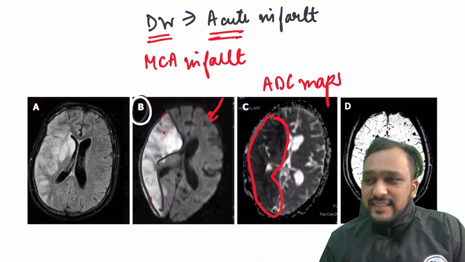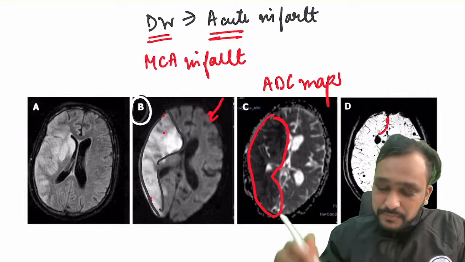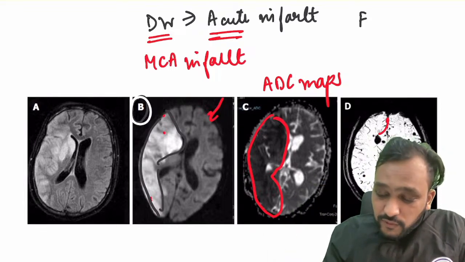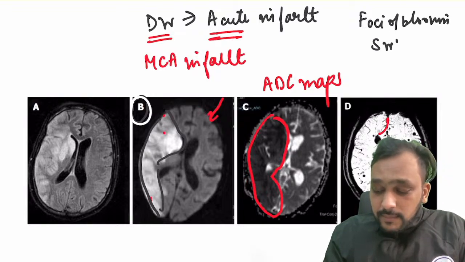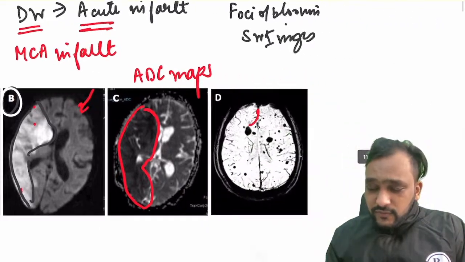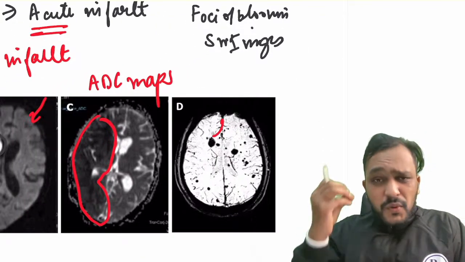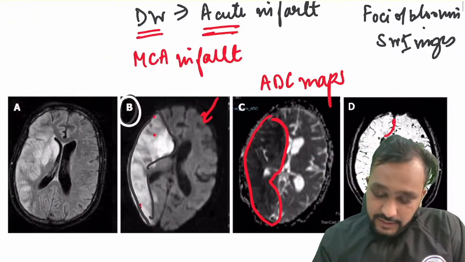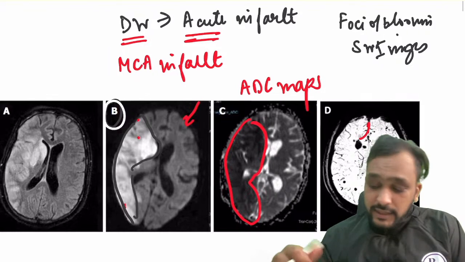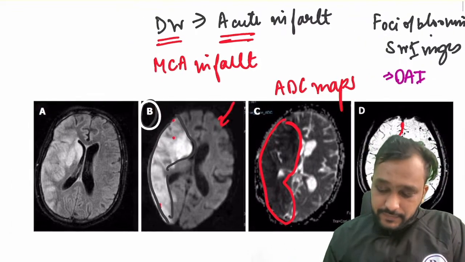And the last image, guys, in the last image we are able to see that there are black dots. These are foci of blooming, which is seen on SWI images. On these SW images, or susceptibility weighted images, whenever there is a focus of calcification or a focus of hemorrhage, it is going to appear as black dots, right? This sequence is useful in a patient with diffuse axonal injury, right?